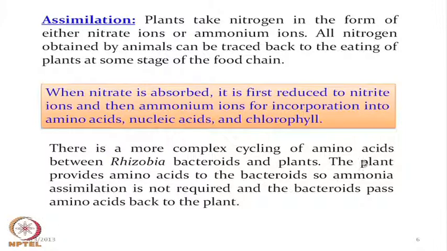So, when plants, through the fixation of nitrogen from air, can produce amino acids, they are basically responsible for providing these amino acids to these bacteroids. So, ammonia assimilation is not required, because they are directly getting these particular amino acids, and the bacteroids in return pass these amino acids back to the plant. So, we have the corresponding synergistic effects, how we fix one thing to the other, and how one bacteria is passing something to the plant and the plant is getting it from the bacteria.